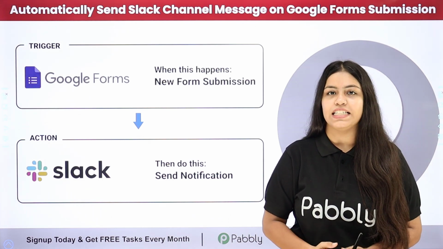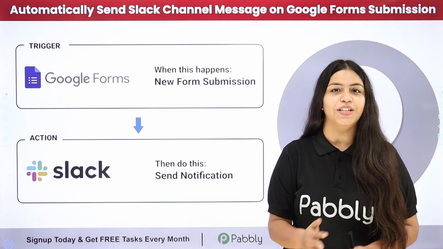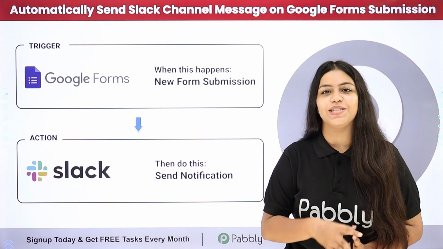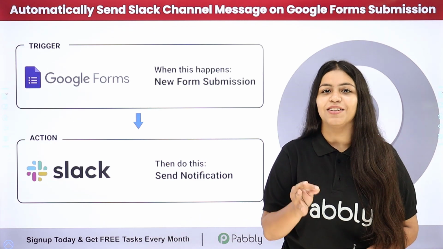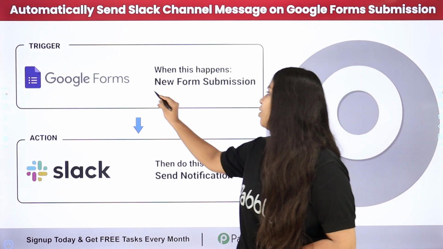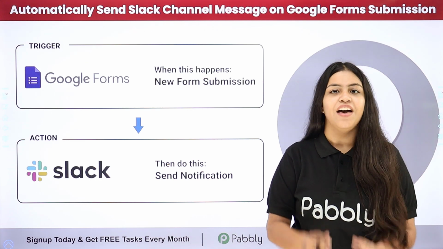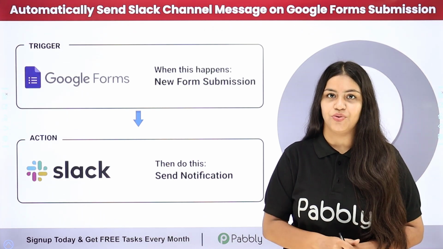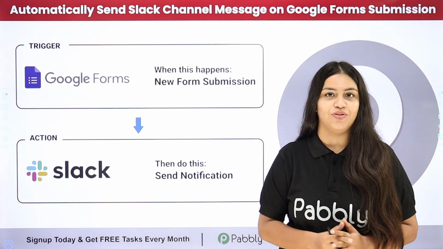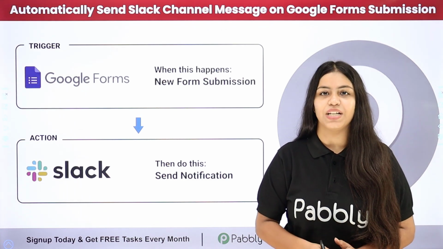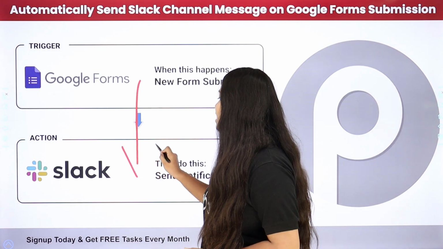I manage a marketing team for a tech company and we regularly host webinars. What we do is we use Google Forms to collect the registrations for our webinars. Now what I want is that as soon as a new form submission is made in my Google Forms, which is as soon as we receive a new registration, I want to notify my team on Slack about the new registration received. So to do this, we're going to create a connection between Google Forms and Slack.